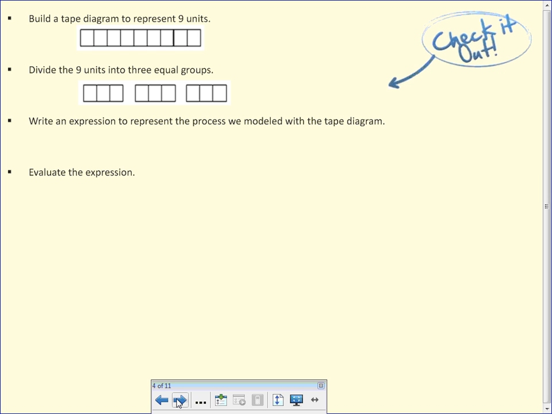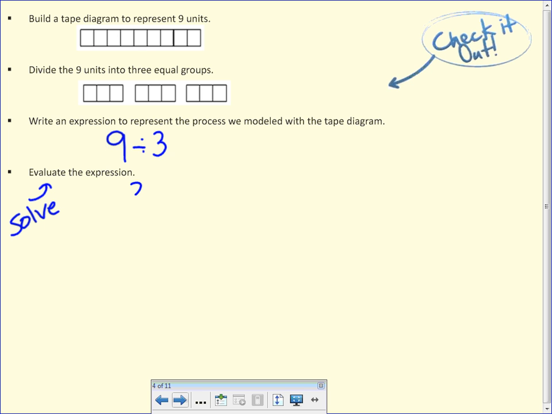What is an expression? Remember, an expression does not have an equal sign. So what is an expression that I could write to represent that tape diagram? 3 times 3. Well, but what did I start with? I started with 9, and then what did I do to it? Exactly. I had 9, and I divided by 3. So now evaluate. Remember, evaluate means to solve. So what is 9 divided by 3?